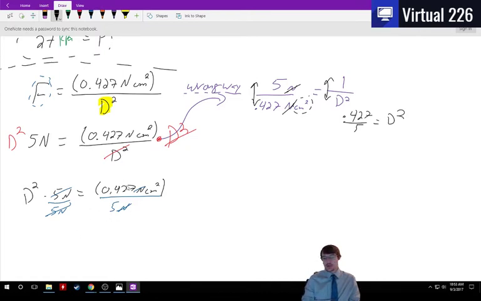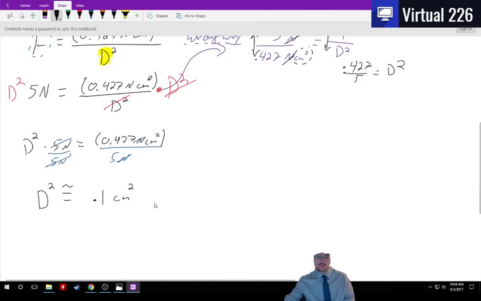If we work out what that number is, if this was 1/5, that'd be like 0.2. And this is a little under half of 1, because it's like 0.4. So it's a little under half of 0.2, so it's approximately 0.1. If you have a calculator, you could work that out. I'm going to let you have fun with that. But essentially, we've got d squared equaling, and I'll put a little tilde here, about 0.1 centimeters squared.